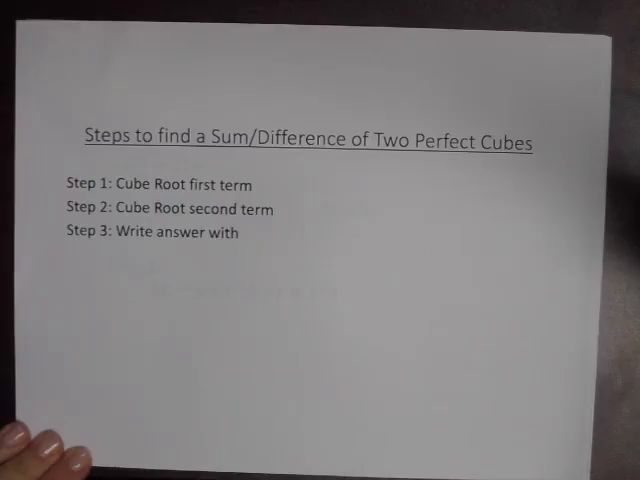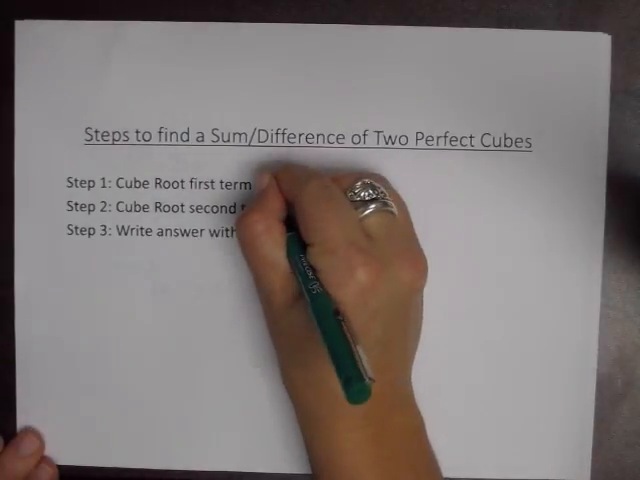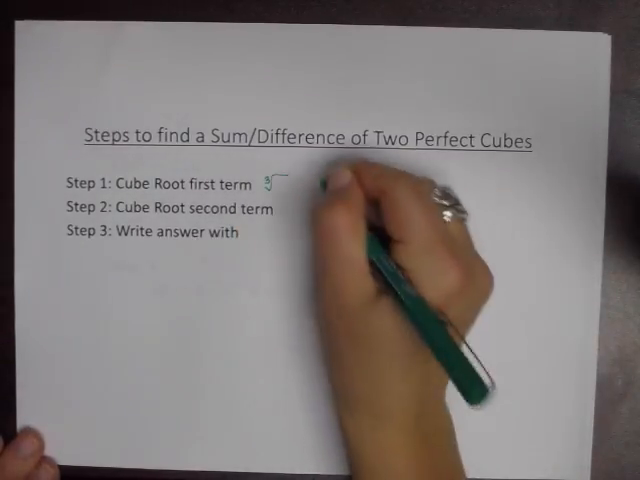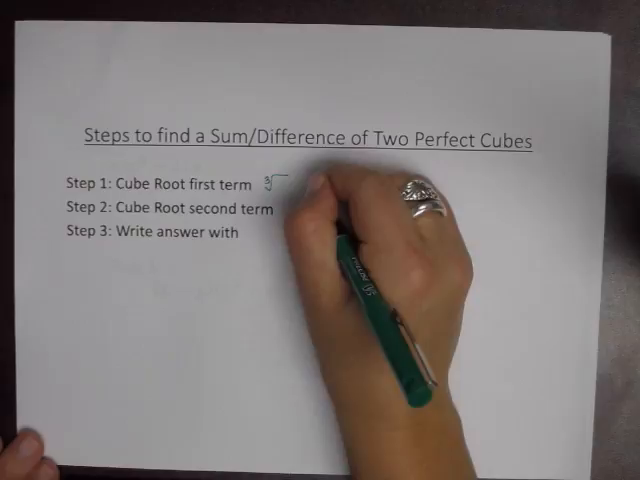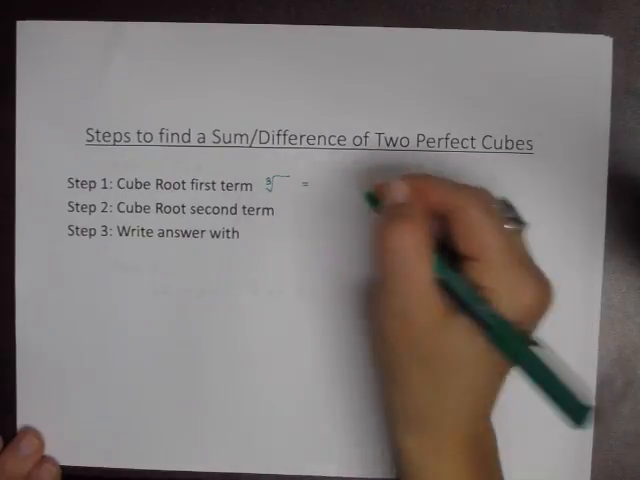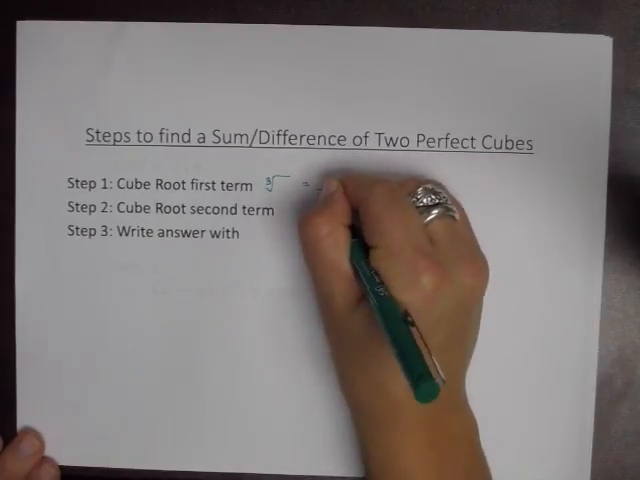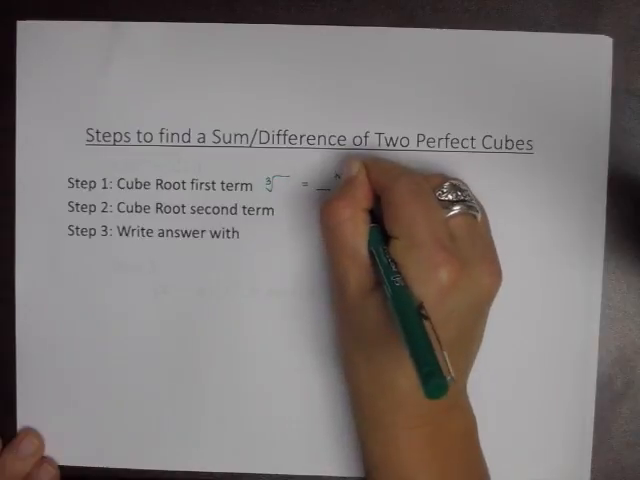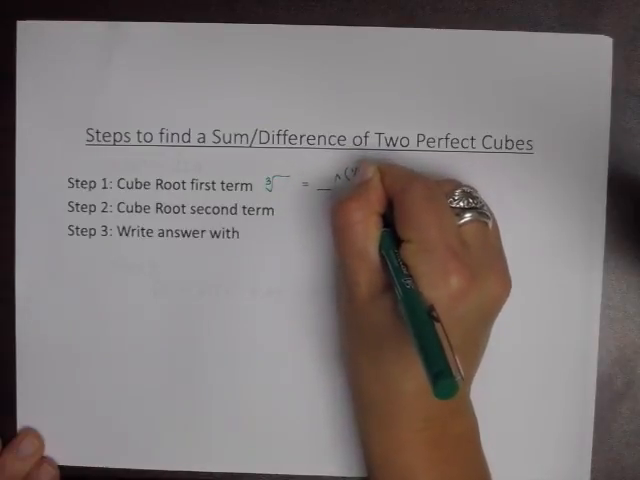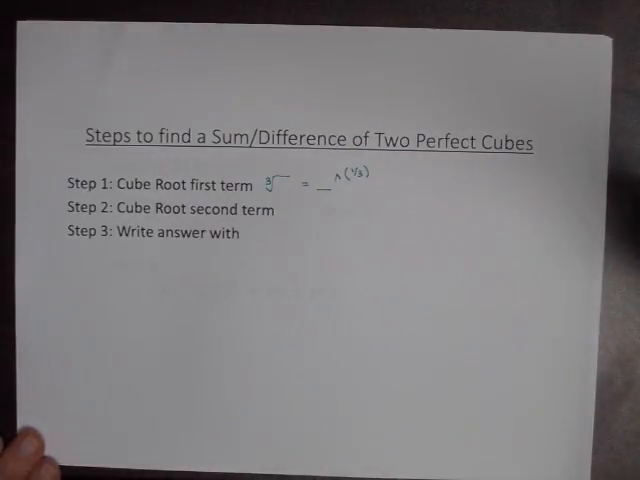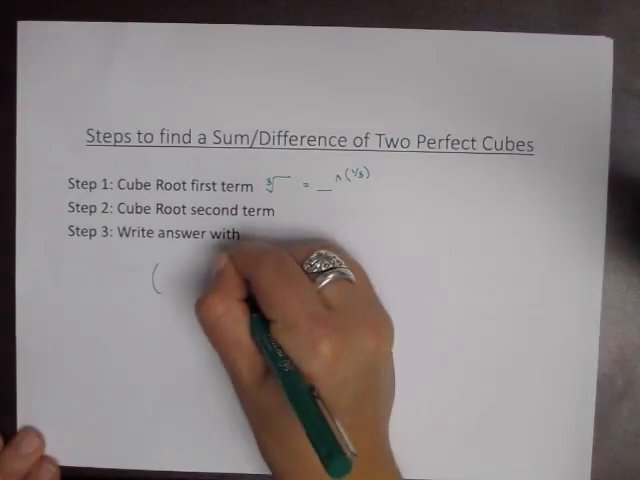Okay? So, steps to find the sum or the difference of two perfect cubes. What you do is you take the cube root of the first term. How you would enter this in your calculator is you'd put whatever your base is, then you would do an up arrow, and then 1 divided by 3. Then you take the cube root of the second term, and then you write your answer.